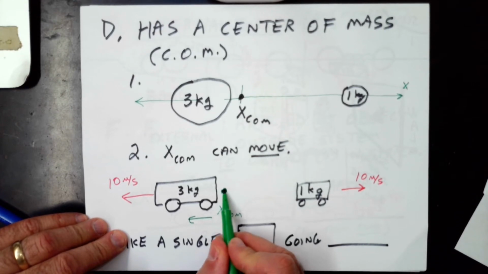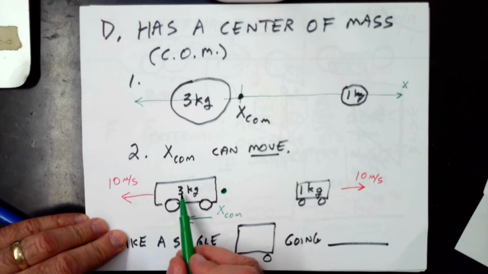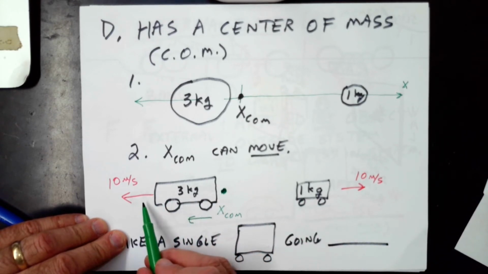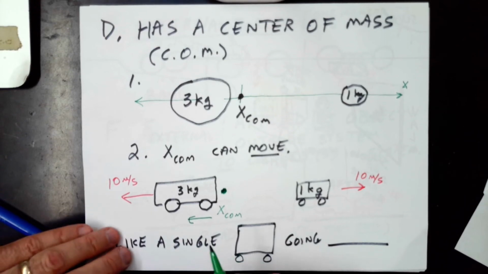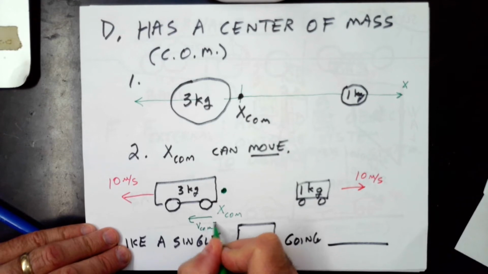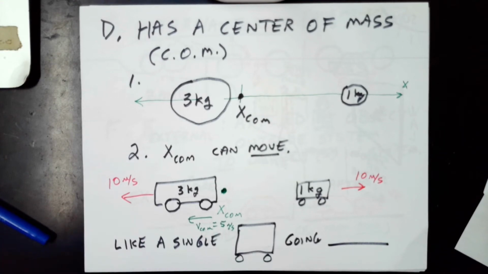But even without calculation, you should quickly see that the center of mass has to move left, because there's more mass moving left than there is moving right. So the center of mass is moving left. But what speed would it have? Well, it's not too hard to show that the speed of the center of mass here would be 5 meters per second, and the direction would be left.